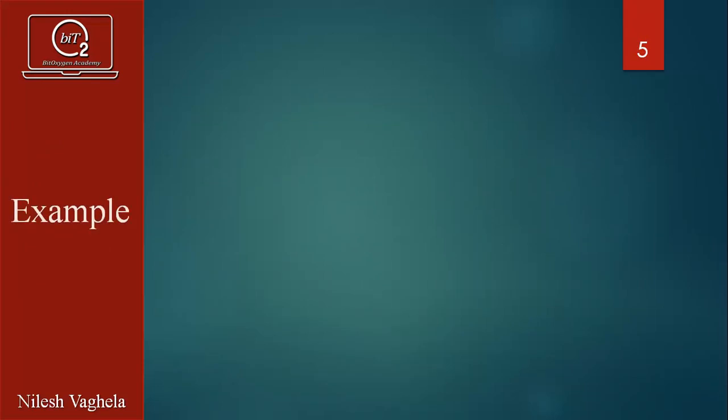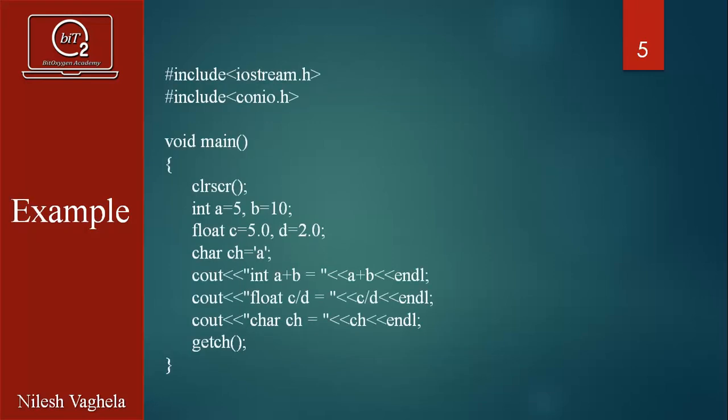Now to understand the concept of data types in a hands-on programming way, we have created an example. In this example, we are taking variables of different basic data types. We have taken two integer variables, two float variables and a character variable. As we know, hash include is our preprocessor directive and will include header files into the program, which are iostream.h as well as conio.h.